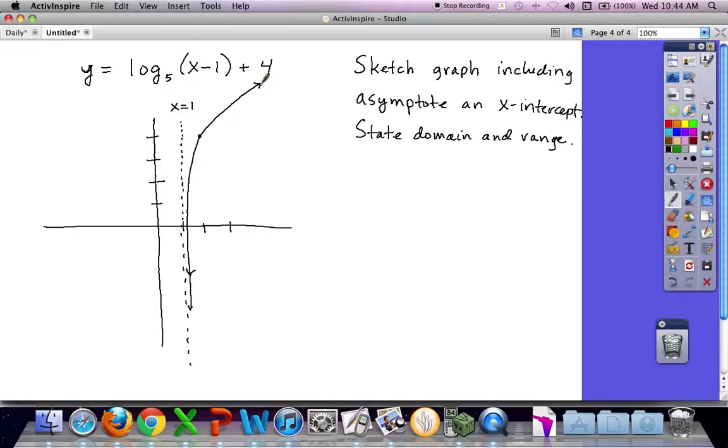Okay, the x-intercept is here. Let's do that one first. Okay, how do you find an x-intercept? You substitute y equals 0 and solve for x. 0 equals log base 5 of (x minus 1) plus 4. Log base 5 of (x minus 1) equals negative 4.